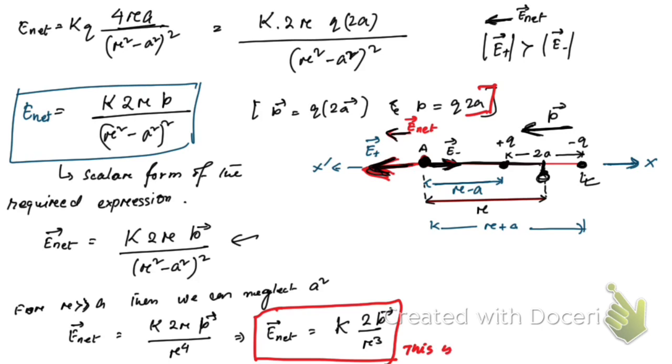This is the required expression, and from here we can conclude that this net electric field is inversely proportional to R cube, right? So that's what we can say. So hope you have understood this.